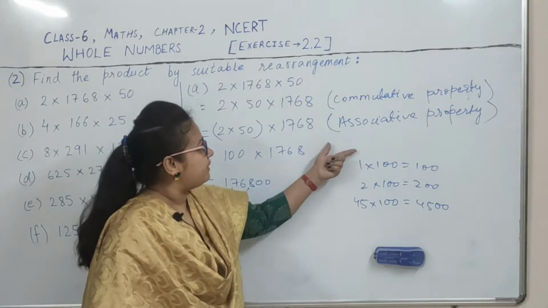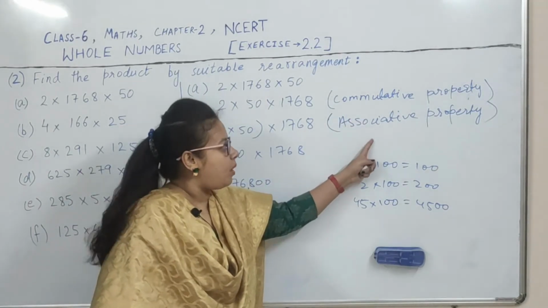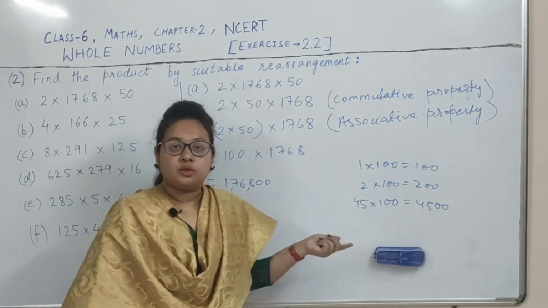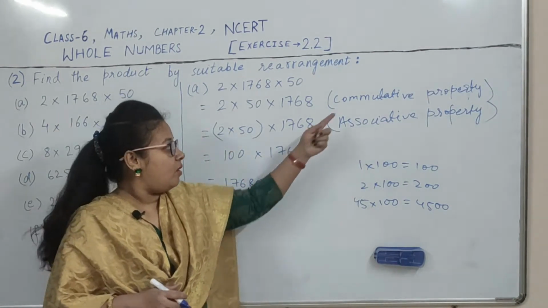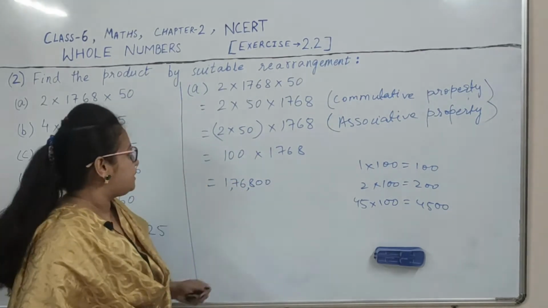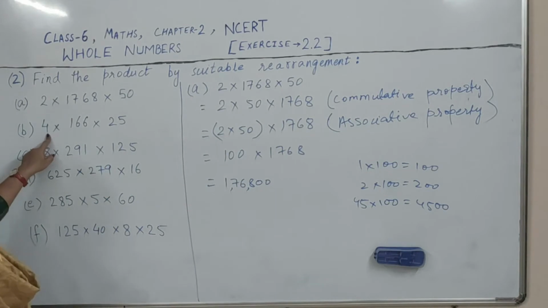How we did the suitable rearrangement? By making use of these properties, commutative property and associative property. So we made use of the combination of commutative and associative properties for multiplication. So understood this? Now let us come to the next part, which is B.